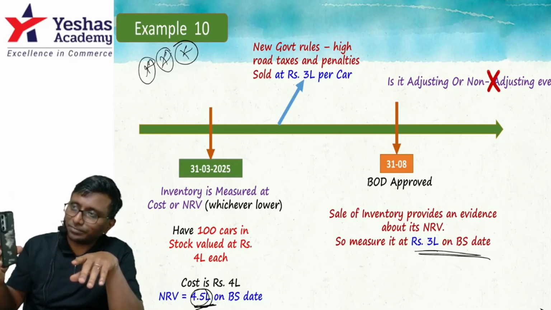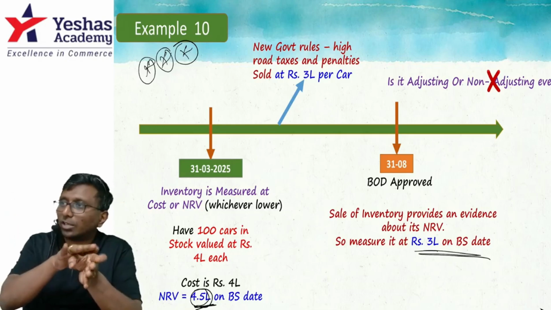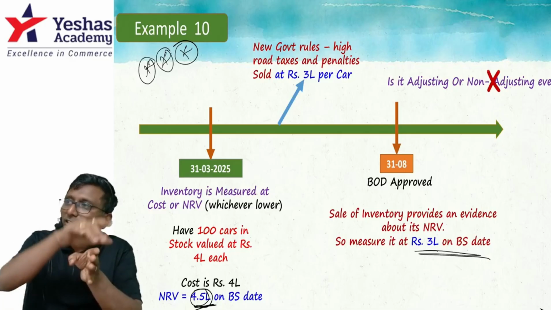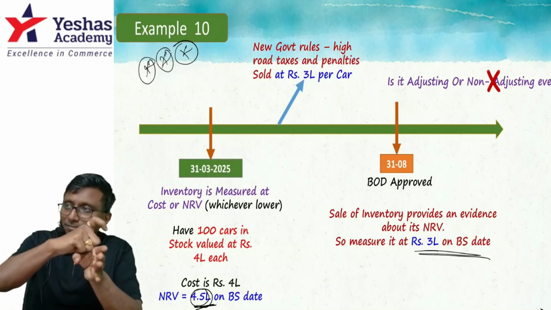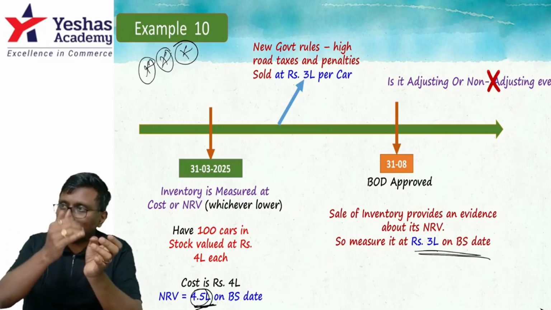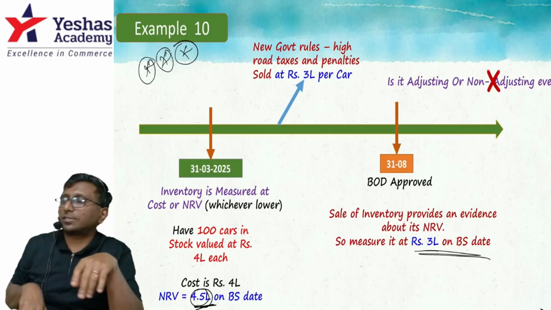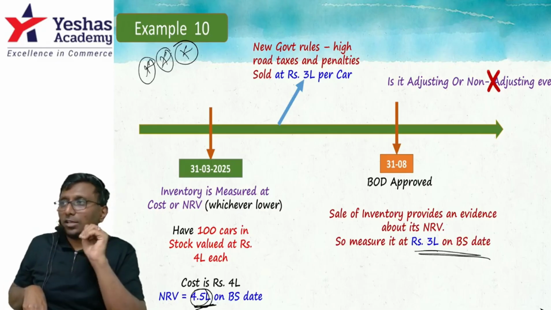What is it telling you? My estimation of 10,000 was not okay. If my estimation is not okay, then my accounting also will be impacted. So I have to measure it at cost or NRV. Cost is 4 lakh. Now NRV will become 3 lakh. 4 or 3, whichever is lower. So you have to go back and adjust it. Right.